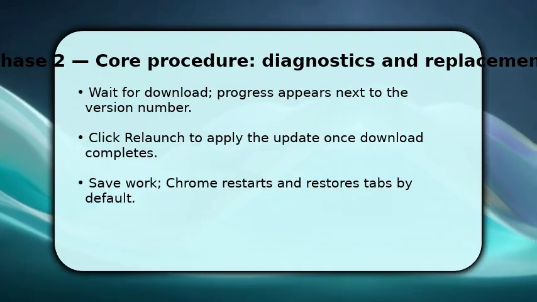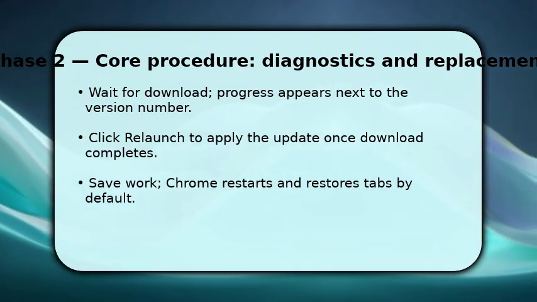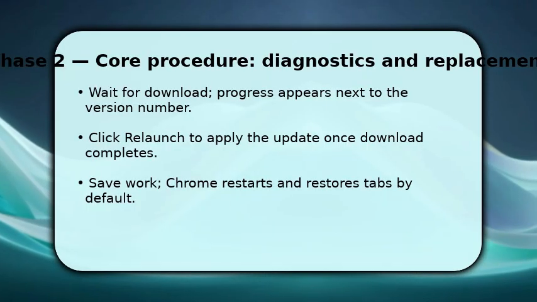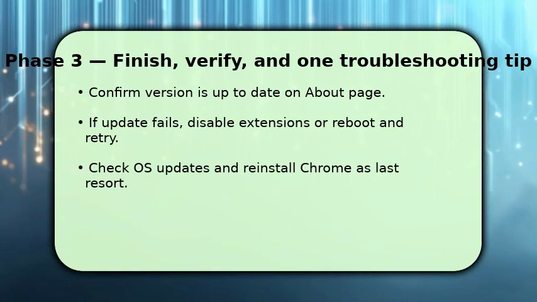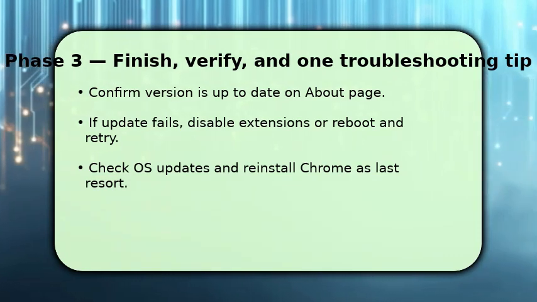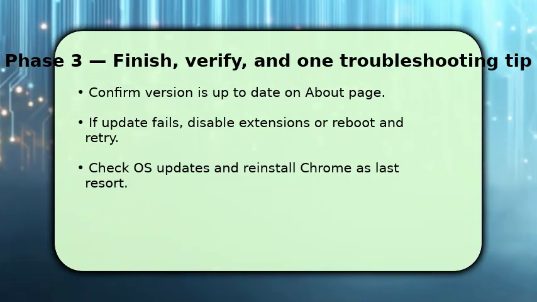After relaunch, confirm the About page shows the new version. This installs the update and activates security and feature improvements immediately. You finish by verifying the About page reads Google Chrome is up to date and noting the version number.